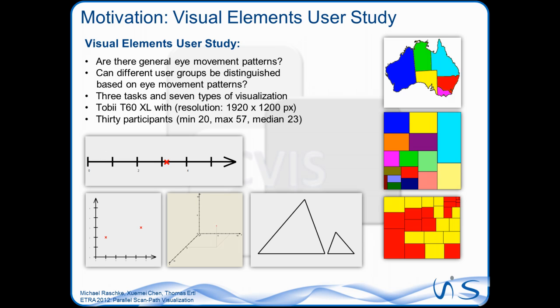The second task was to compare triangles with respect to their mathematical similarity. And the third task was to find the largest category in a tree map, or the largest country in a given map. We used the Tobii eye tracking system and we had 30 participants. These 30 participants finally led to 2,700 scan paths, which we had to compare, and we wanted to do this with a visualization. This was the motivation why we developed the parallel scan path visualization technique.